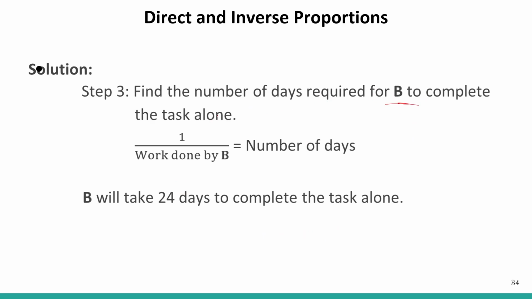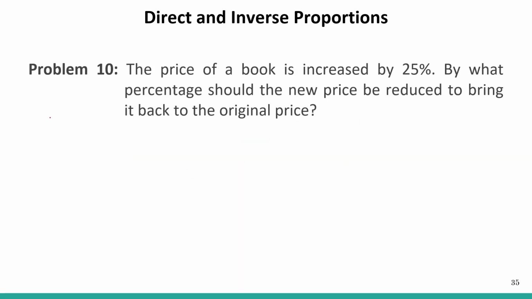Okay, so find the number of days required for B to complete the task alone. So it is the reciprocal of work done by B. So 1 by work done by B will be the number of days. That is nothing but 24 days to complete that task alone.